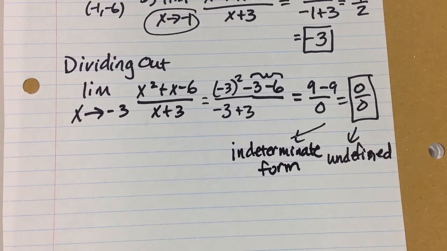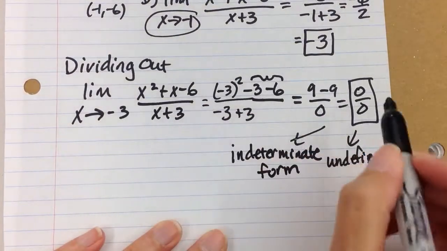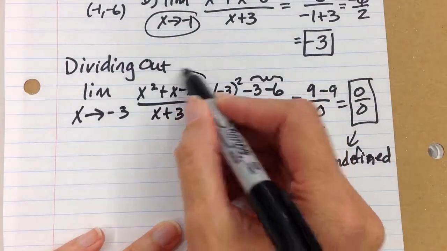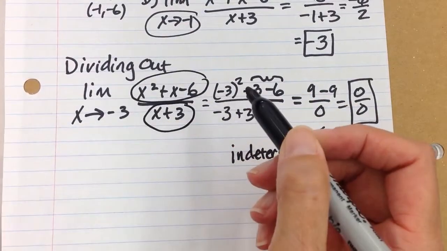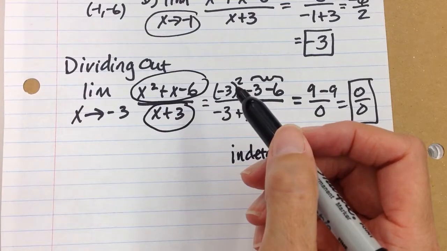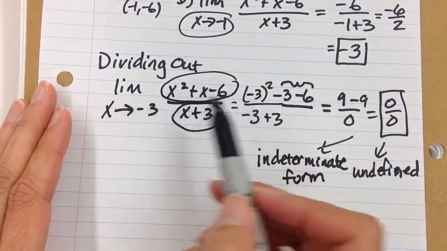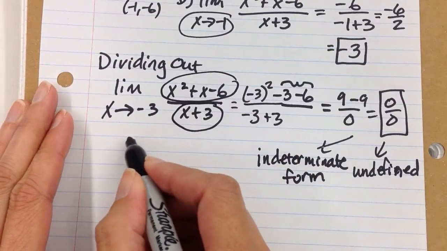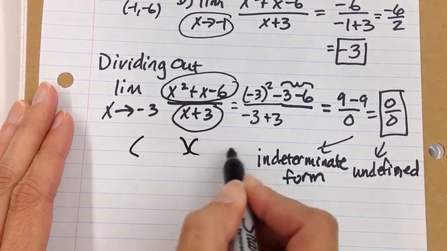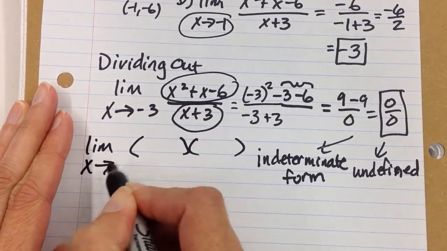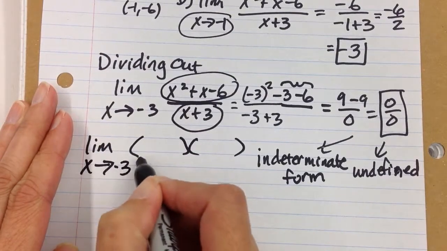When you get 0 over 0, that's actually a good thing. It means that sometimes this can be changed, and this has a common factor with this, so we can factor it out, right? So can we factor the top? Yeah, sure we can. You have to write the limit as x approaches negative 3 again.